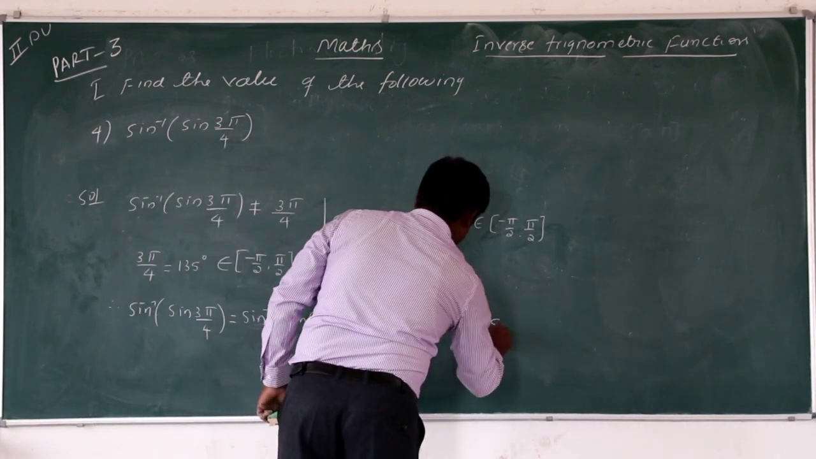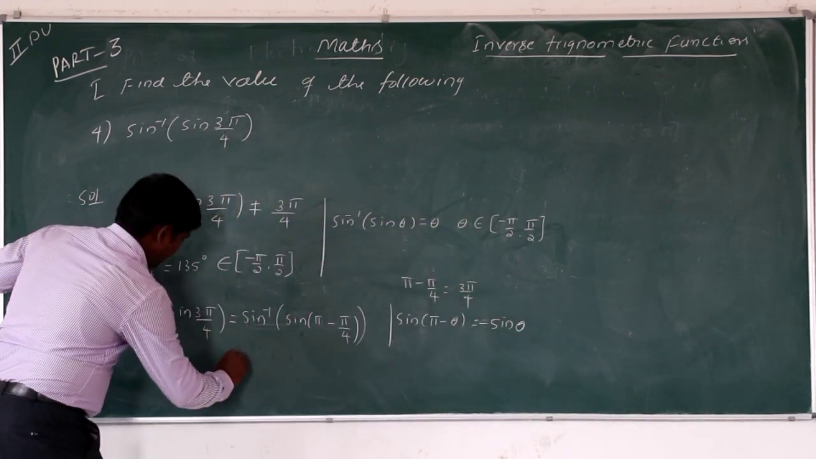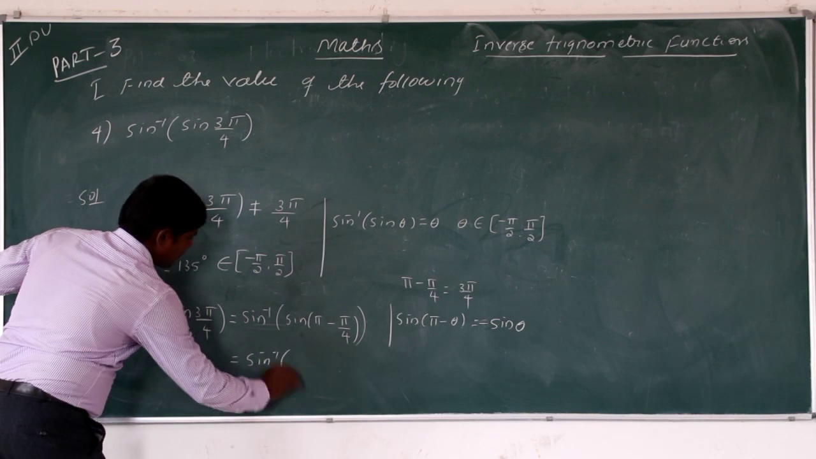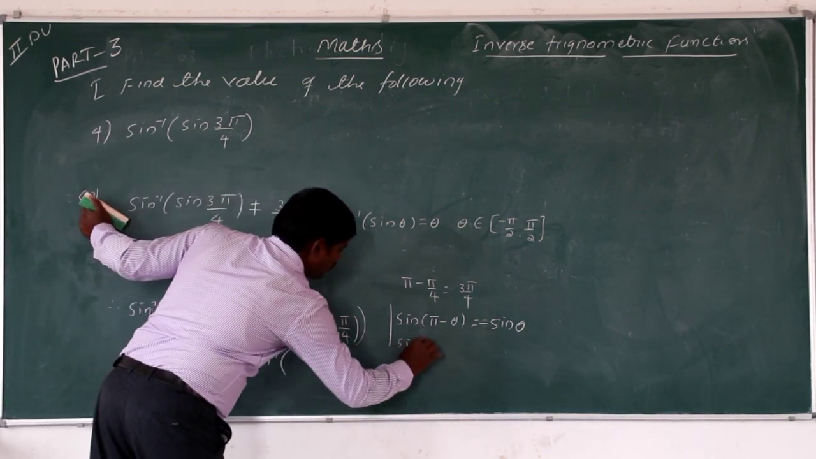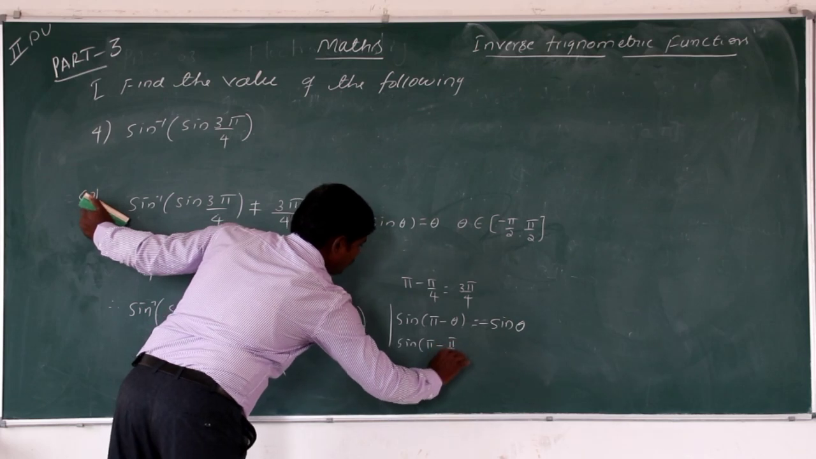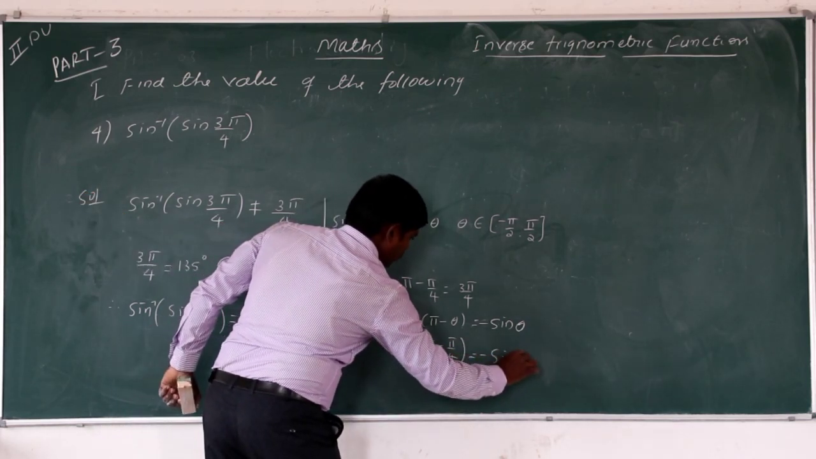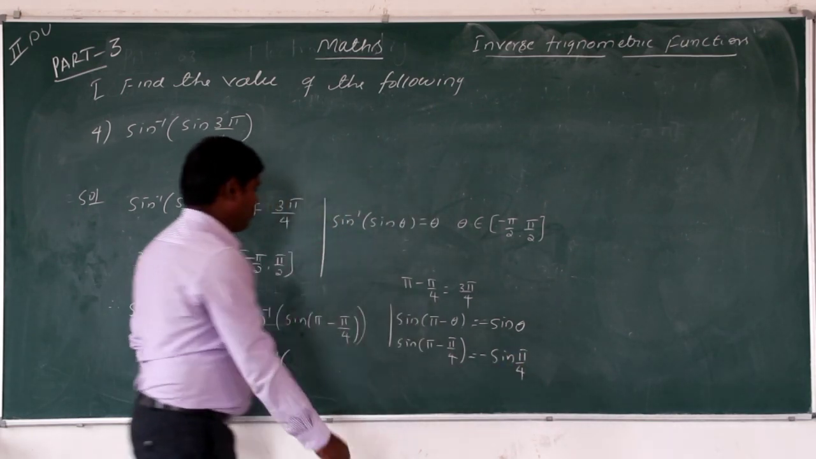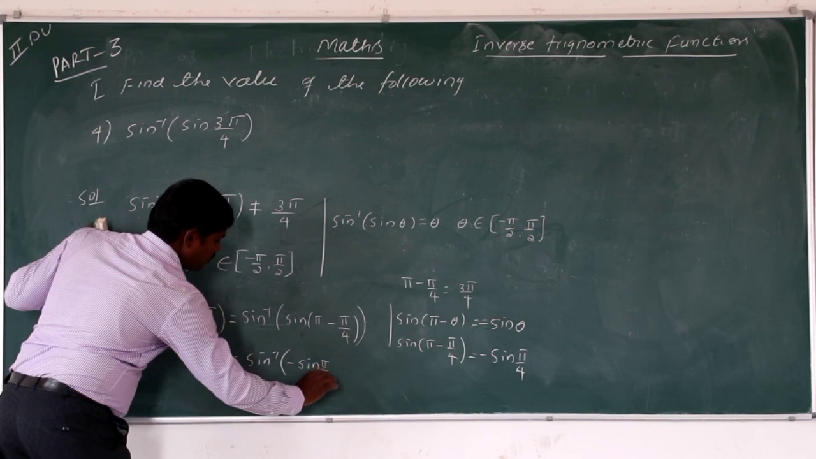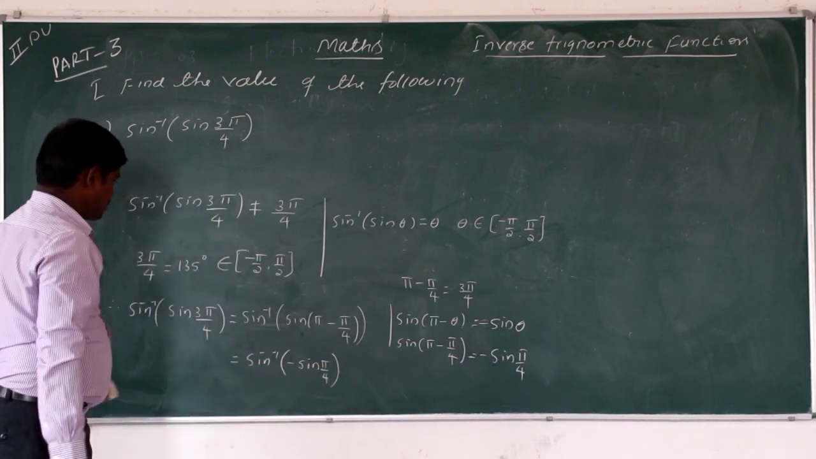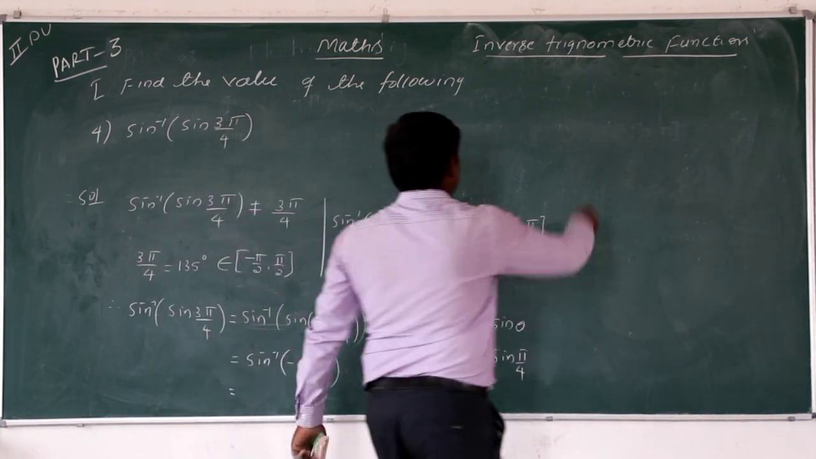So minus sin theta. Therefore this can be written as sin inverse of sin of pi minus pi by 4, which is equal to minus sin pi by 4. So that is minus sin pi by 4. Then what is the value of sin inverse of minus theta?